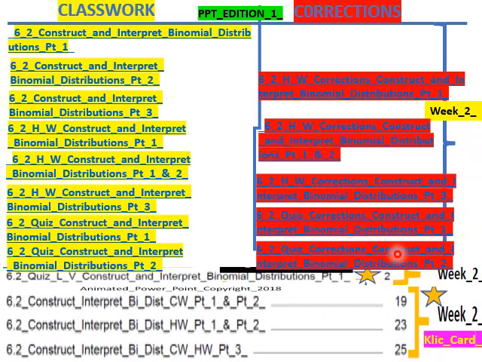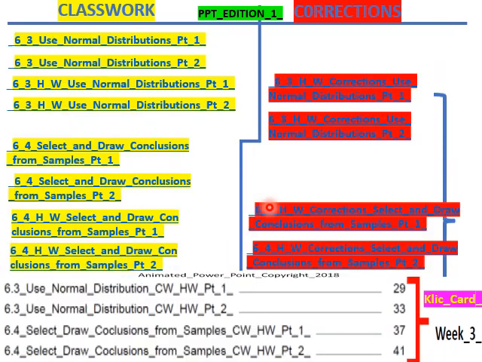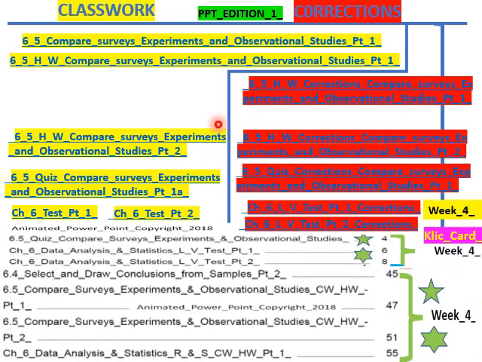Your click card for week 2 is here. Classwork, and then your homework corrections, quiz corrections, test corrections for week 2. This is week 3 here, classwork, corrections over here. And then week 4, here's our classwork, then our corrections are over here. Here's your test corrections for chapter 6. This is your PowerPoint edition. If you want video, you have to get into another click card for that.